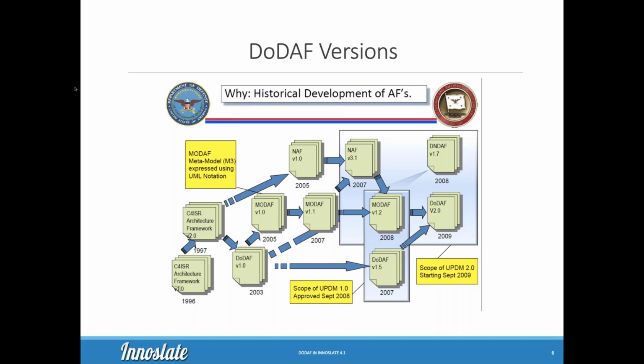If we go back in time, when it really started was something called the C4ISR architecture framework, and that was focused in that domain: command, control, communications, computers, intelligence, surveillance, and reconnaissance. You can see why we use the acronym. Anyway, that got kicked off in '96.